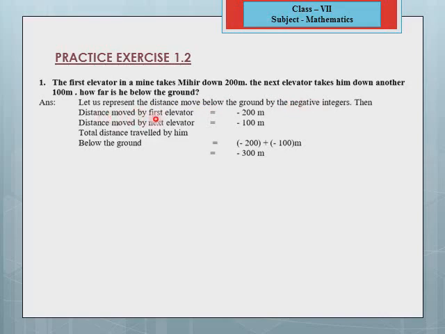Distance moved by the first elevator will be minus 200 meter because it is moving down, so therefore negative sign. Similarly, distance moved by the next elevator will be minus 100 meter. Total distance traveled will be the addition, that is minus 200 plus minus 100, you will get minus 300 meter.